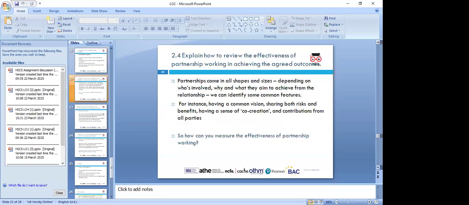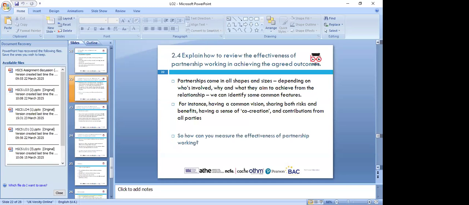Okay. Then in partnership, we come in all shapes and sizes, depending on who is involved, why, and what they aim to achieve from the relationship. We can identify some common features. For instance, having a common vision, sharing both risk and benefits, having a sense of co-creation and contribution from all parties. Very, very important. In partnership, you are sharing, just like in marriage, it's partnership. You are sharing burdens together, you are helping each other so that one person doesn't get tired. Same is it in partnership in business as well.